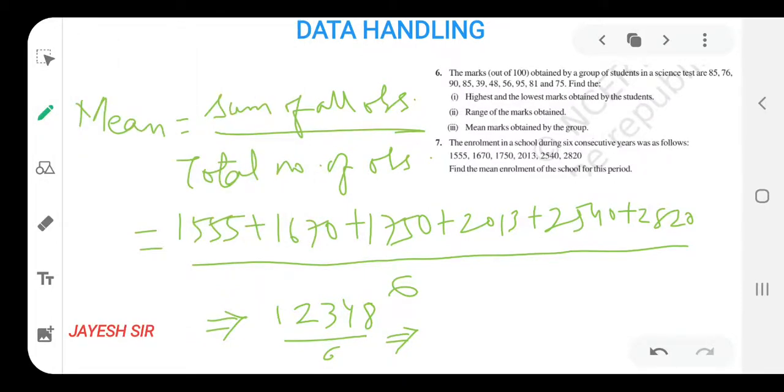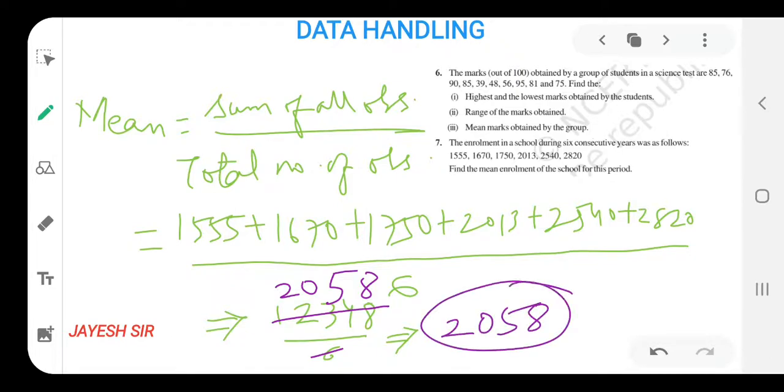So after dividing by 6, 6 ones are 6, 6 twos are 12. Now 3 cannot be divided, so we'll put 0 over here. 34. So 6 fives are 30, 4 is left. 6 eights are 48. So the mean we are obtaining is 2058. If you are facing a problem dividing like this, you can divide by your normal method also, friends.